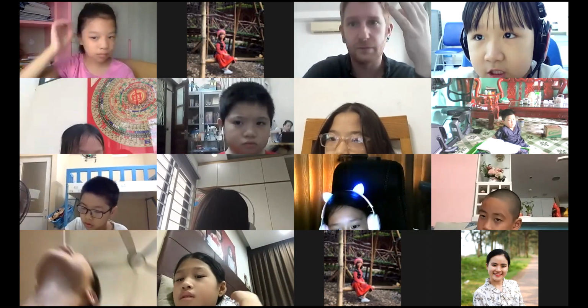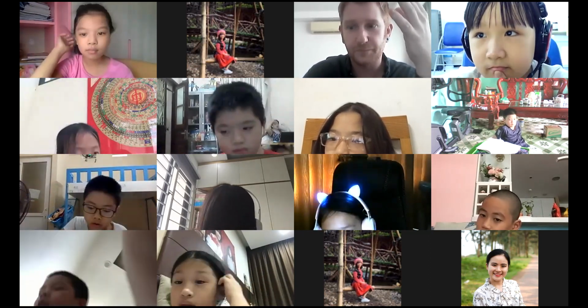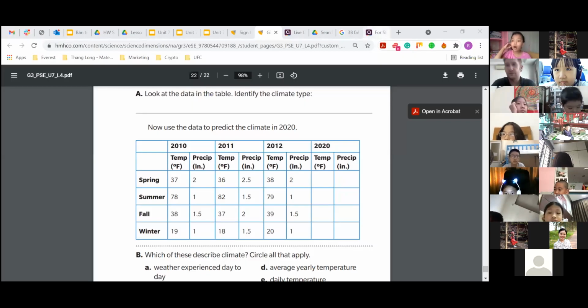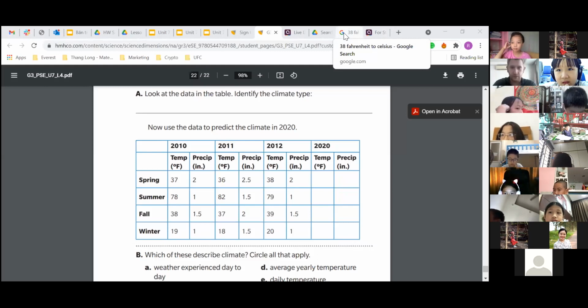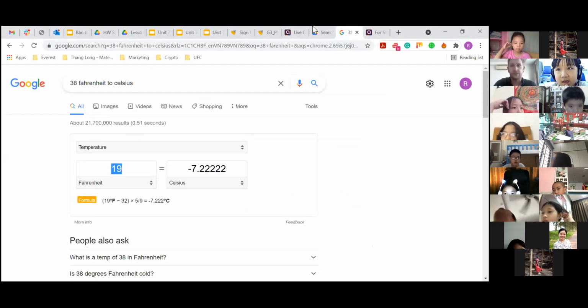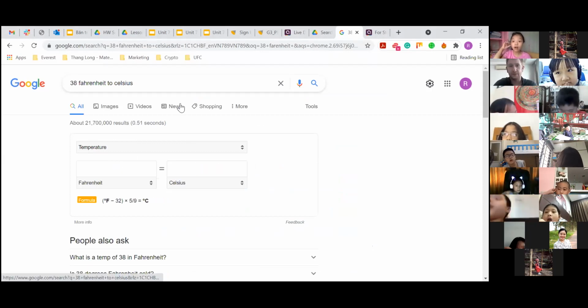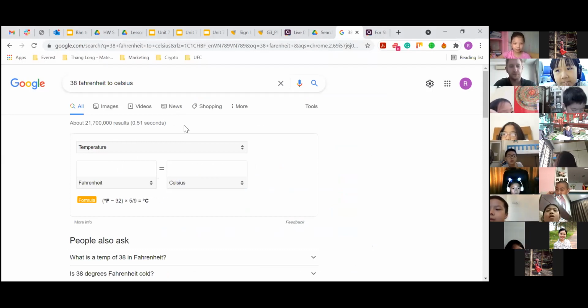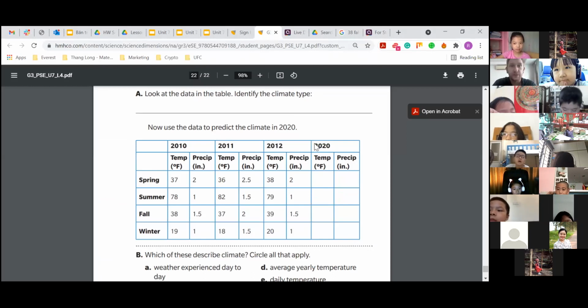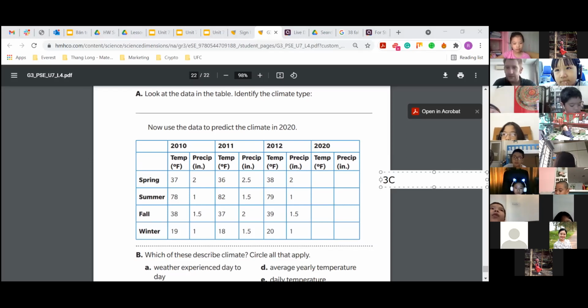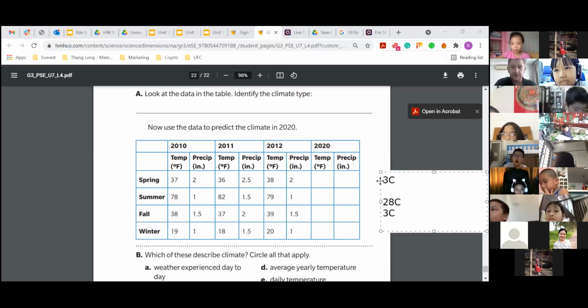Sorry, the computer's just frozen on me. What do you think the climate zone is? Make this easier. Make this polar zone. No, it's not polar. Let's change this. So let's just take some examples. 38, that's 3 degrees. We have 18, 26. Then we have 27, sorry, 37. And then we had 20. So these temperatures in Celsius, to help you, are 3 Celsius, this is 28, this is 3, and this is -7.